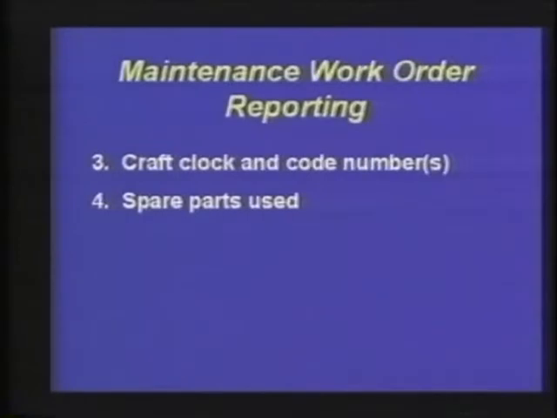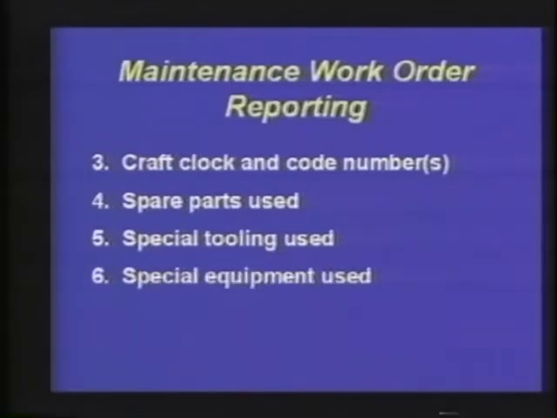Now, the next elements pertain to spare parts used, which is 4, 5 is special tooling, 6 is special equipment. Now, those are all tied in with the storeroom. Again, as we addressed, any tooling and equipment or spare parts that are going to be returned to the storeroom, it really is accomplished in this section, number 8, which is the labor reporting system.